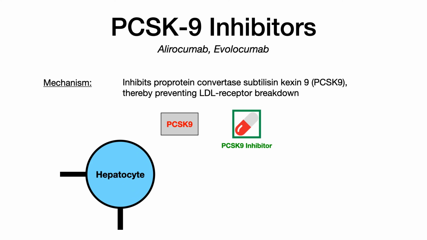So if we introduce a PCSK9 inhibitor like alirocumab or evolocumab, which are actually monoclonal antibodies, then these drugs will inhibit the PCSK9, and therefore PCSK9 would not be available to destroy and cleave those LDL receptors, and more LDL receptors will be on the hepatocyte. And therefore, those LDL receptors can take up LDL out of the plasma, effectively lowering it and treating high cholesterol. So that's the very, very high yield mechanism of PCSK9 inhibitors.